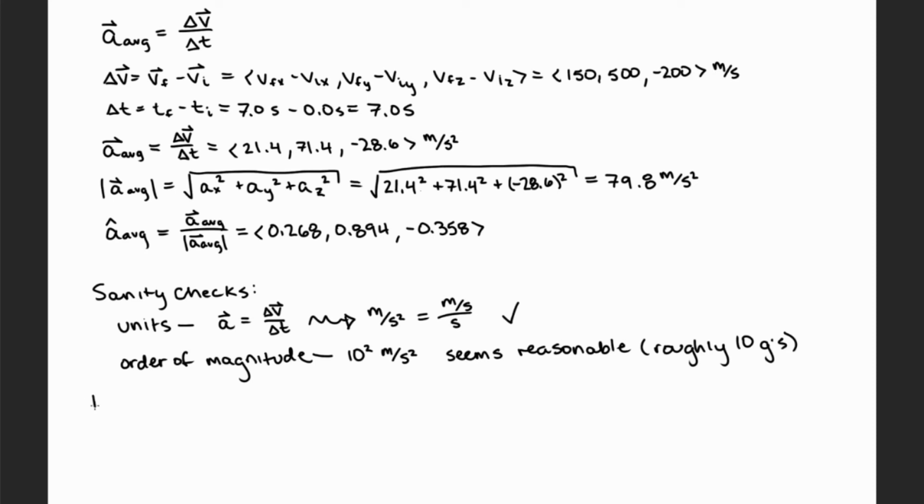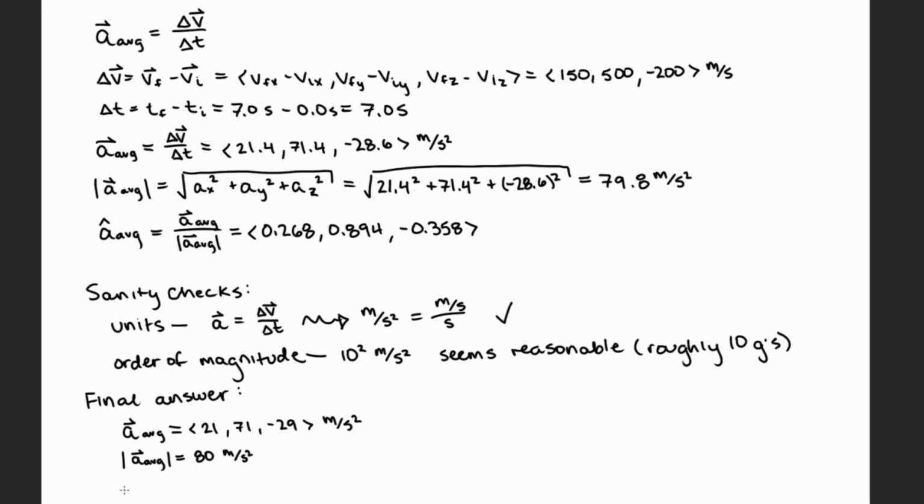For our final result, we must consider the significant figures provided in the problem. For this problem, we were given two significant figures, so we must round all of our answers to 2 sig figs. This means our final acceleration vector is 21 meters per second squared in the x, 71 meters per second squared in the y, and negative 29 meters per second squared in the z. The magnitude of our acceleration vector is 80 meters per second squared. Our unit vector is 0.27, 0.89, and negative 0.36.